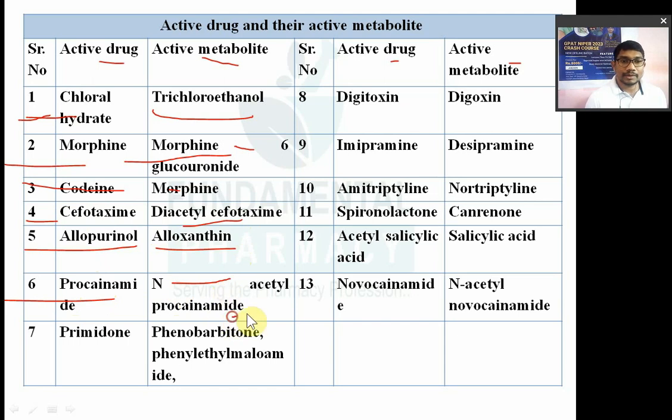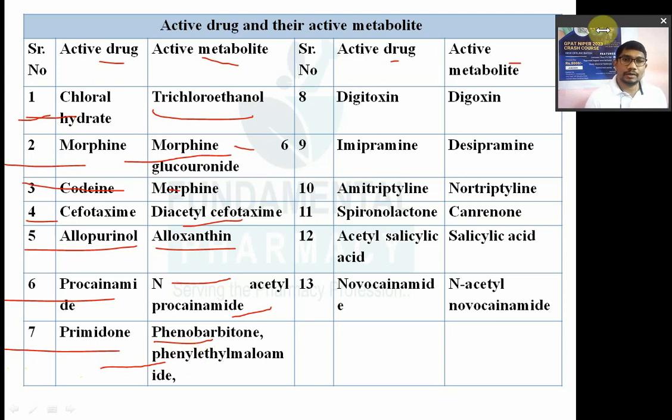N-acetyl procainamide. Now primidone. Primidone is a sedative hypnotic drug. It is converted into the active metabolite known as phenobarbital. So you can say that phenobarbital is the active metabolite of primidone. Then phenylmalonamide. So primidone is converted to two metabolites, phenobarbital and phenylmalonamide.